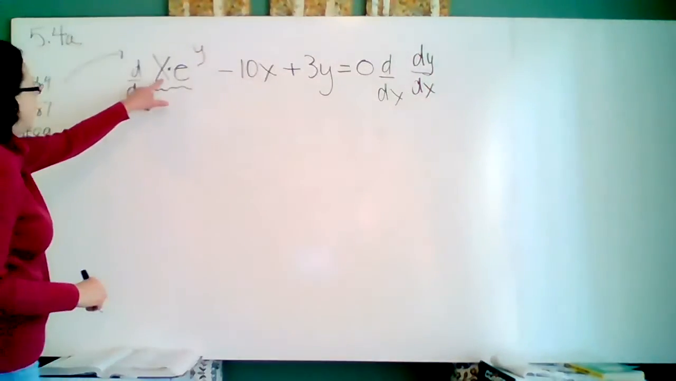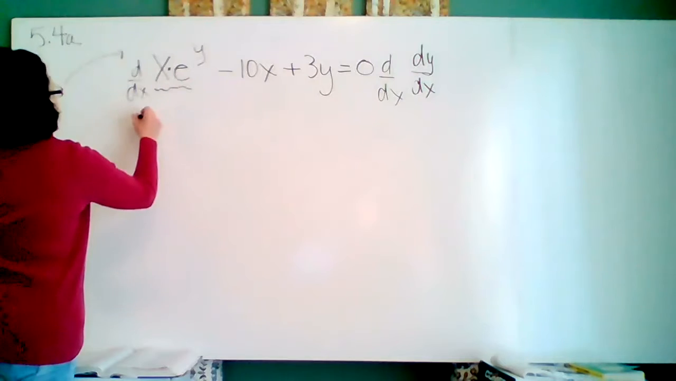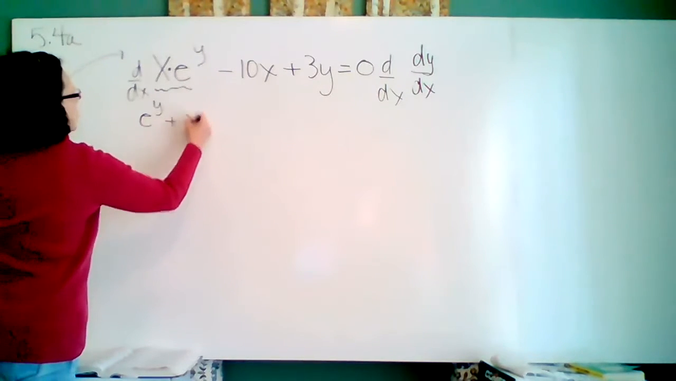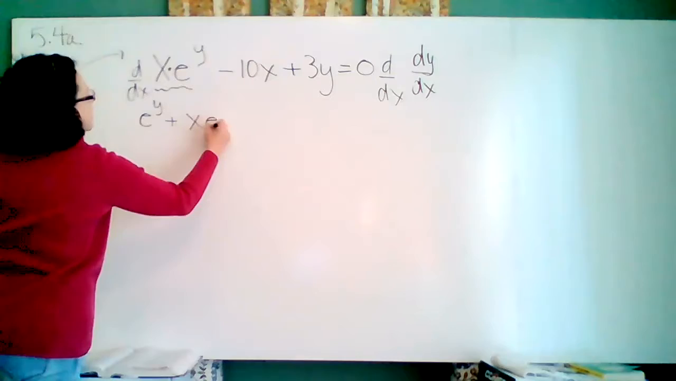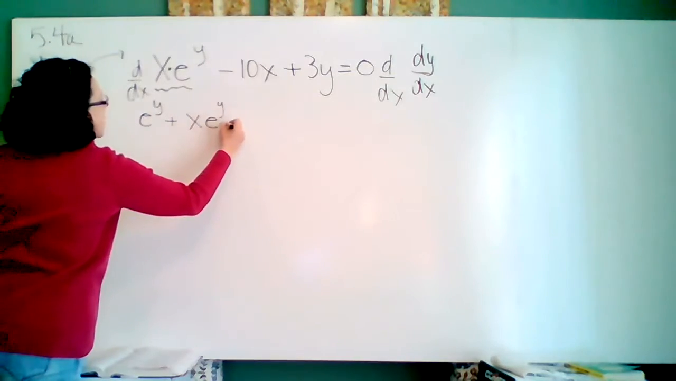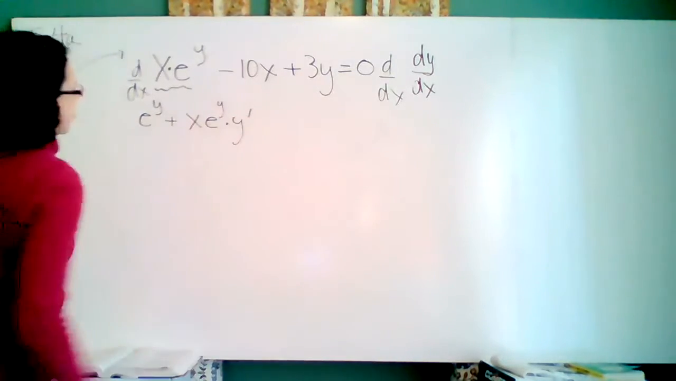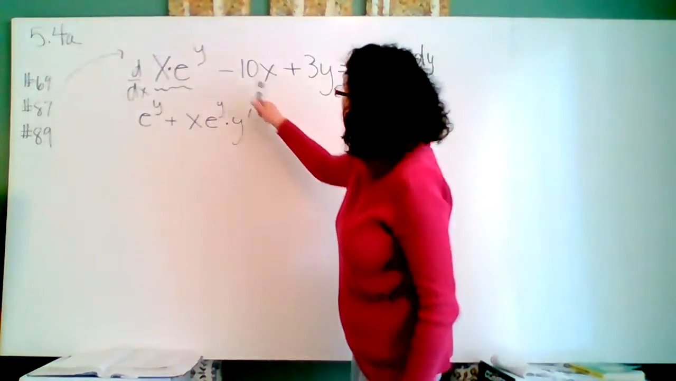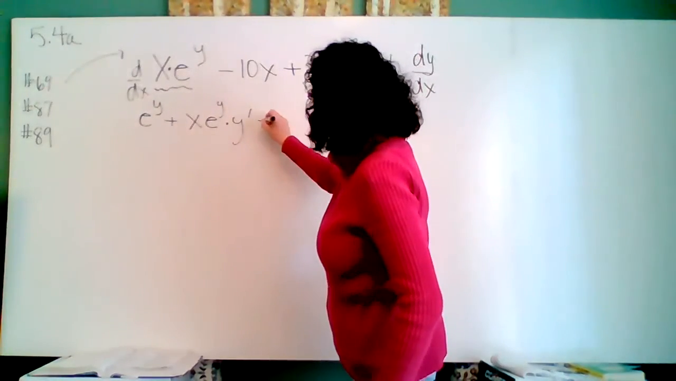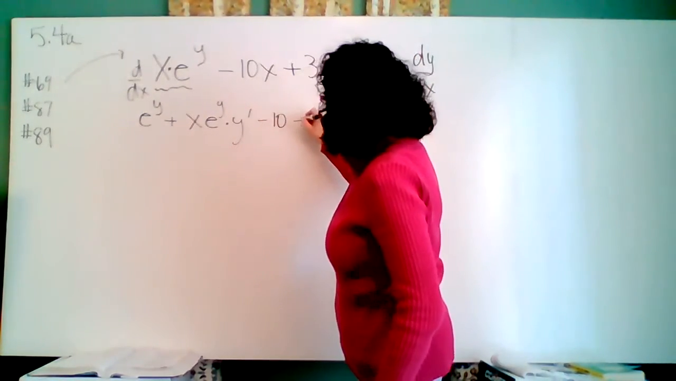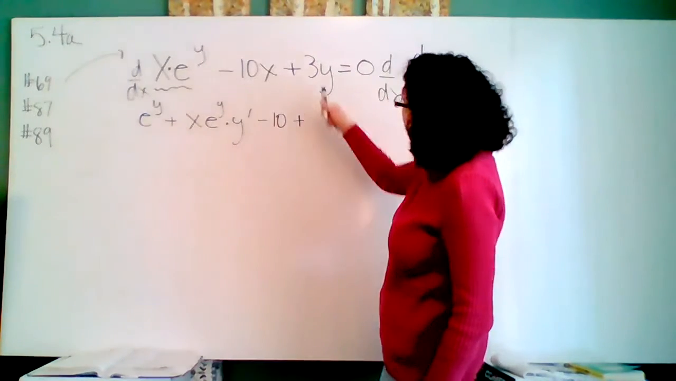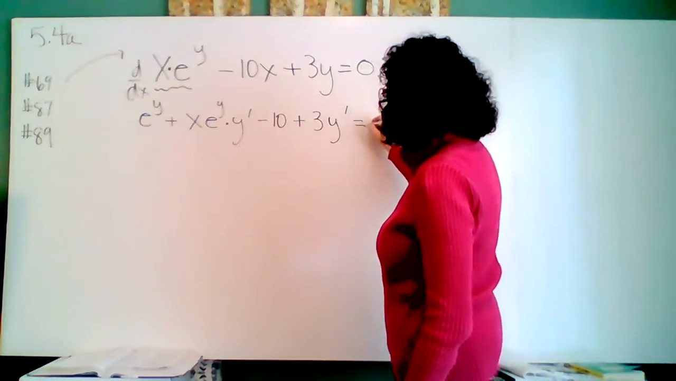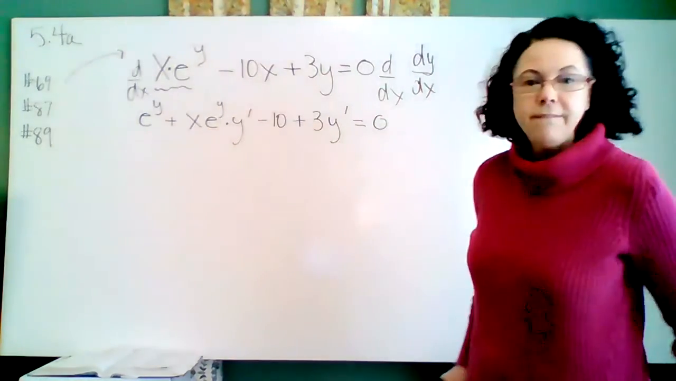The derivative of x is 1 times e to the y, plus I'm going to keep my x and multiply by the derivative of e to the y, which is itself times y prime, which is the dy dx I'm trying to solve for. The derivative of negative 10x is negative 10, plus the derivative of 3y is 3y prime, and the derivative of 0 is 0.